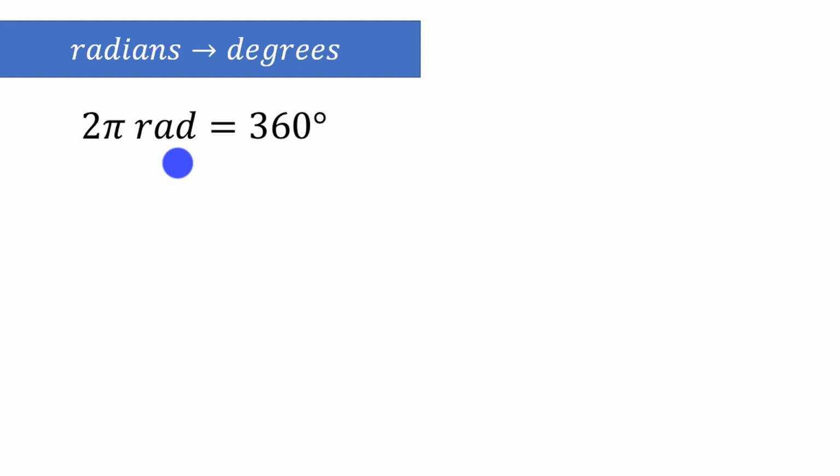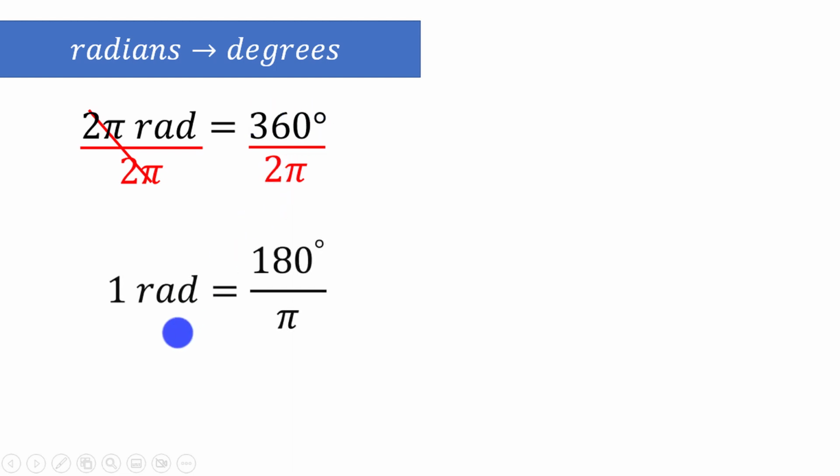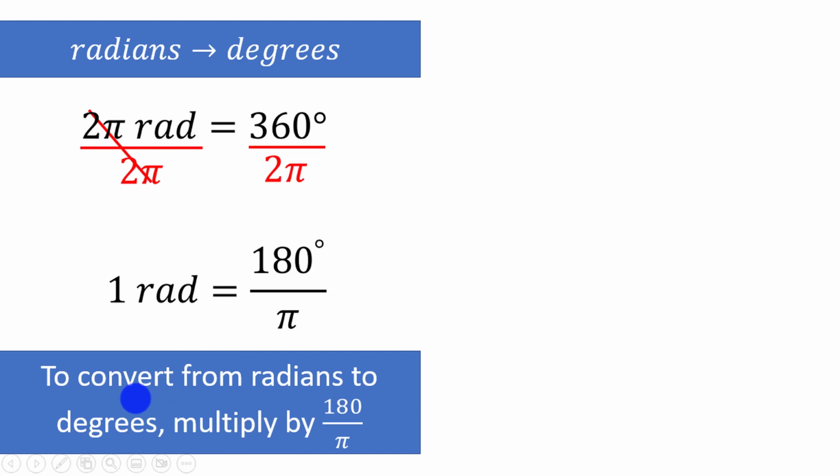So if we want to convert to degrees, we'll have to solve for radians. So let's divide both sides by 2 pi. The 2 pi's will cancel here, and then 360 divided by 2 is 180. So we will get that 1 radian is equal to 180 degrees divided by pi. So that means to convert from radians to degrees, all you have to do is multiply by 180 and divide by pi. We can also do it the other way around.